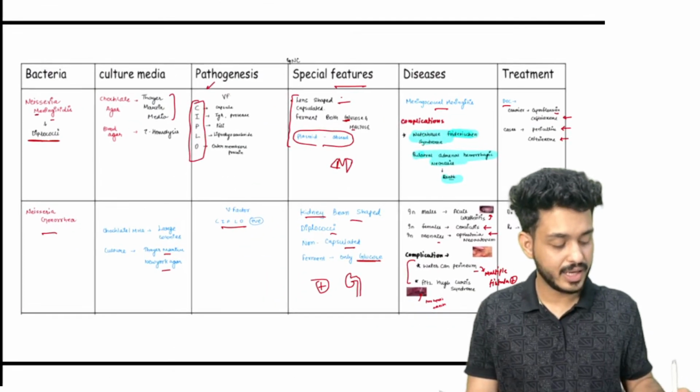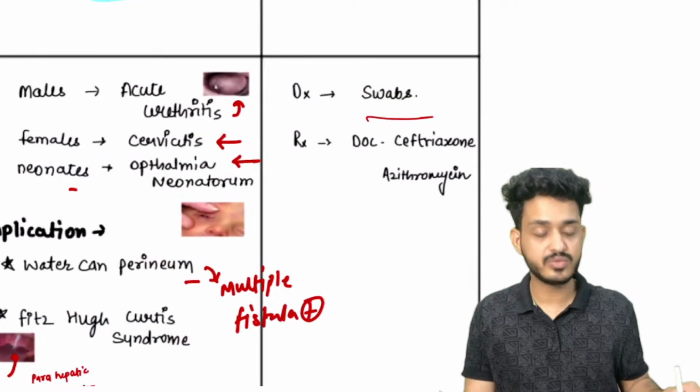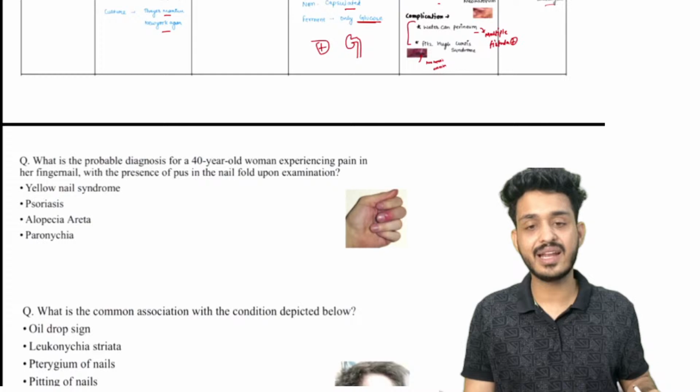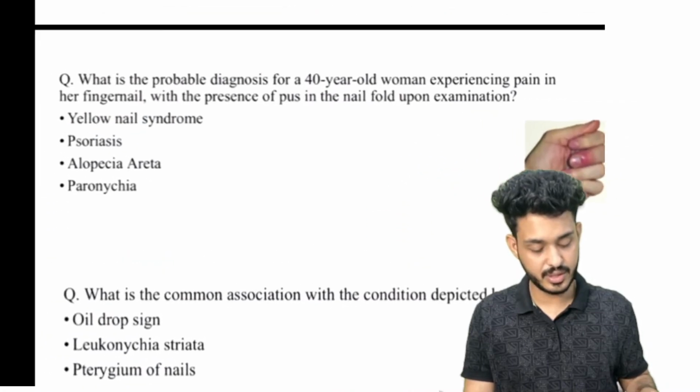Okay, so this is about Neisseria gonorrhoeae. For diagnosis, you will be using swabs, and the drug of choice will be ceftriaxone and azithromycin. Try to solve this question.